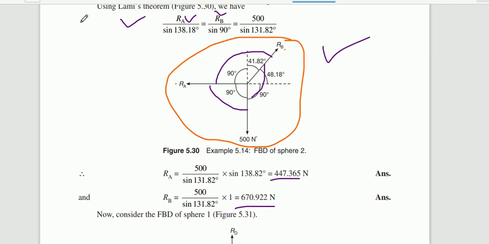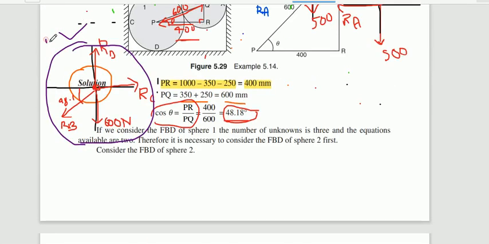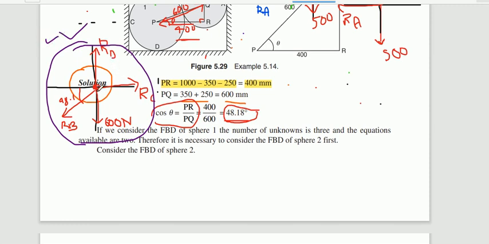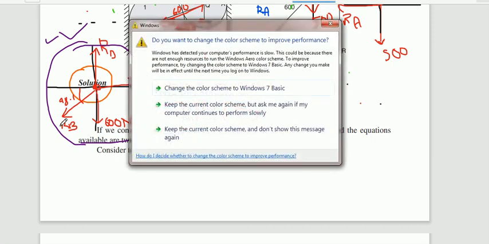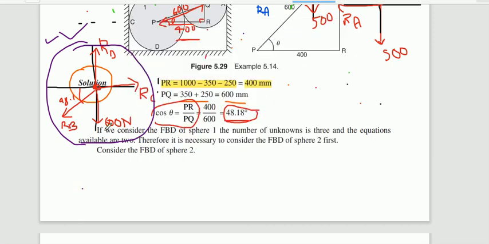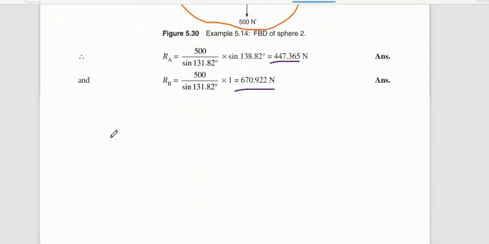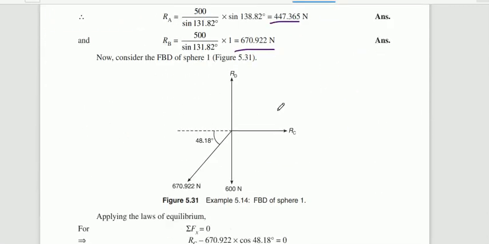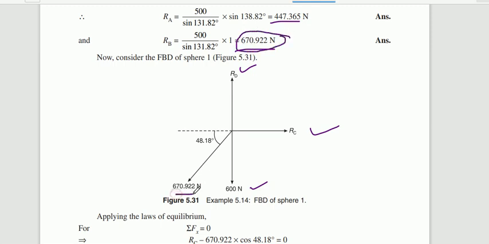Yes, ma'am. Okay. So now you just consider this free body diagram, that is RD going upward, 600 downward, RC in this direction, the positive direction, and RB in the third quadrant at 48 degrees with respect to the x axis. That is the second figure. It is the same free body diagram I have drawn. RD upward, 600 downward, RC in this direction, and the RB value you have already calculated. That value you need to substitute. RB is 670, obtained from the previous calculation, making an angle of 48 degrees.